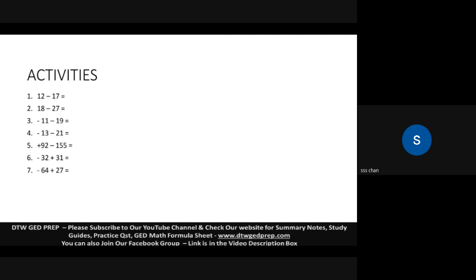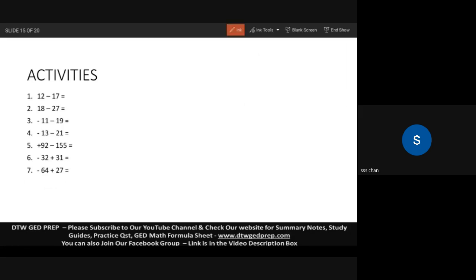This says negative 64 plus 27. So you are adding a positive number to a negative number. That means you are reducing the negative number. Like I said, if this is not too clear, you can swap it to see what you have to do. So this can be written as positive 27 minus 64.